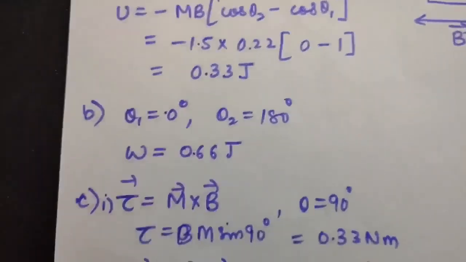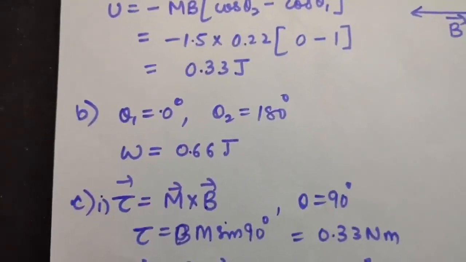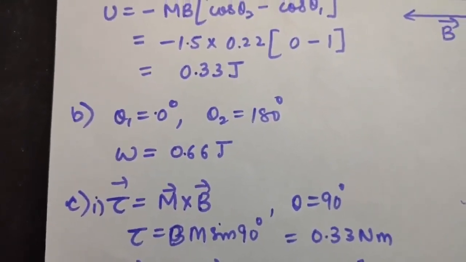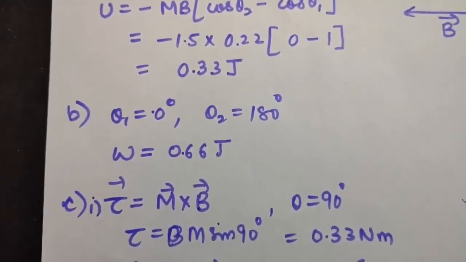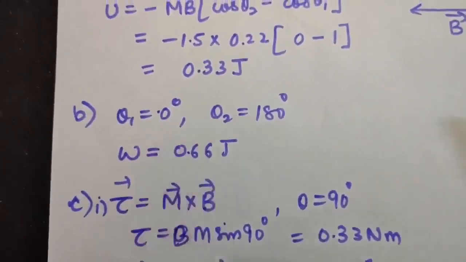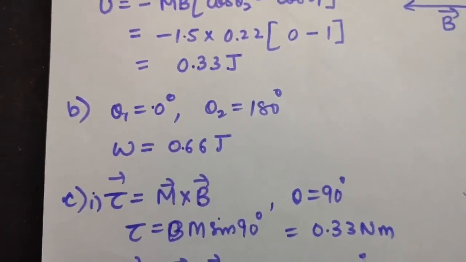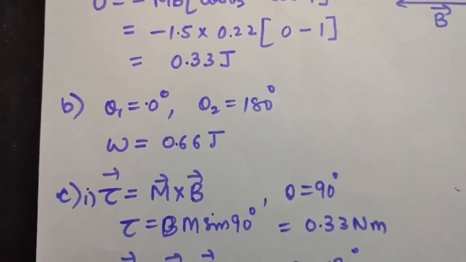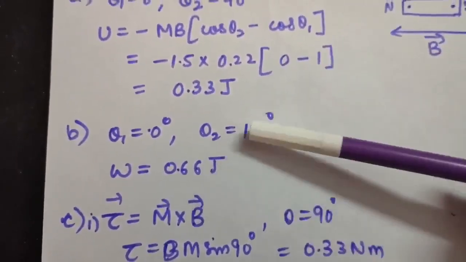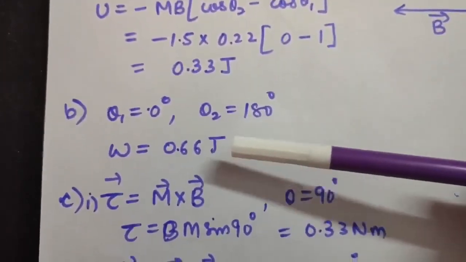So the second part says, what is the amount of work done to turn the magnet so as to align its magnetic moment opposite to the direction of field? Now initially the angle is 0, but if we are turning it opposite to the direction of field, that means theta 2 will become 180 degree. So we will again use the same formula. We'll put the values of theta and we'll get 0.66 joule.